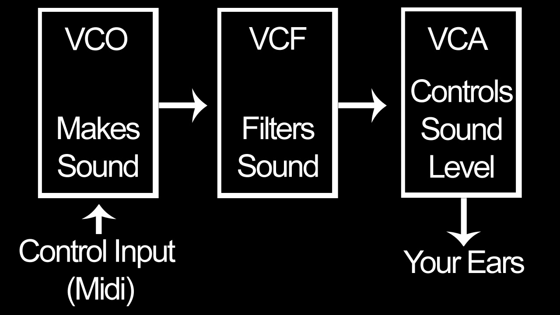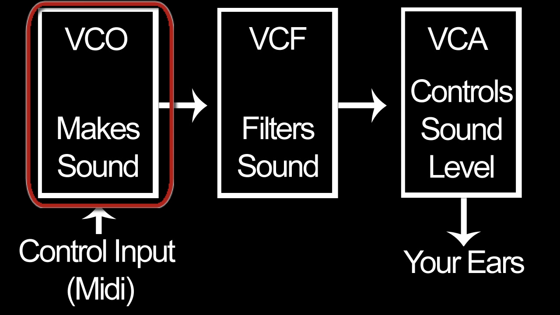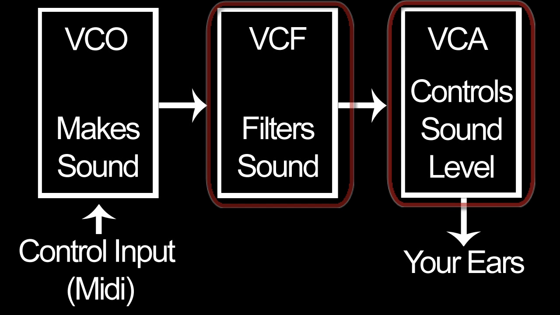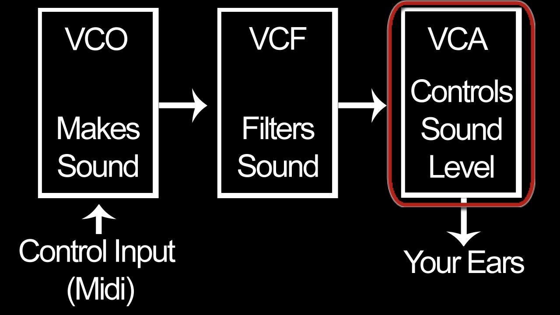Subtractive synthesis has three core elements: the oscillator, sometimes known as VCO, or voltage-controlled oscillator, the filter, sometimes known as VCF, or voltage-controlled filter, and the amplifier, sometimes known as VCA, or voltage-controlled amplifier.